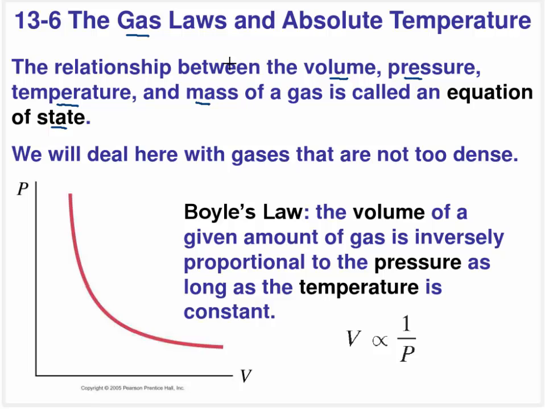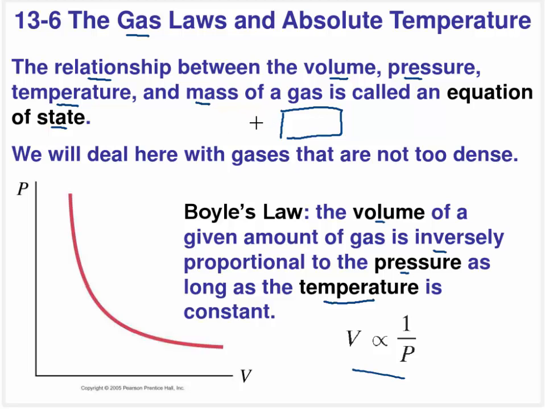And what we're going to do is work our way to an equation of state, which is going to be an equation that describes this relationship. So first we have Boyle's Law, which says, if I have, say, a container right here, and I hold the temperature of this container constant, then there's going to be an inverse relationship between the pressure and the volume. So as written down here, volume is proportional to 1 over pressure.